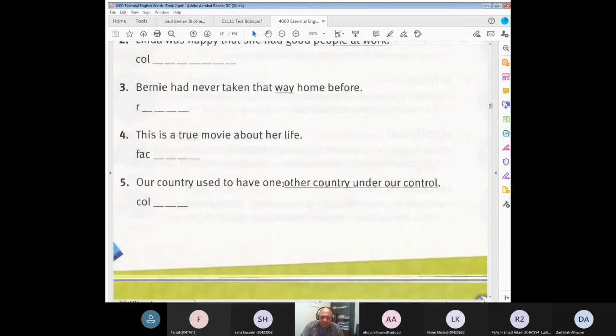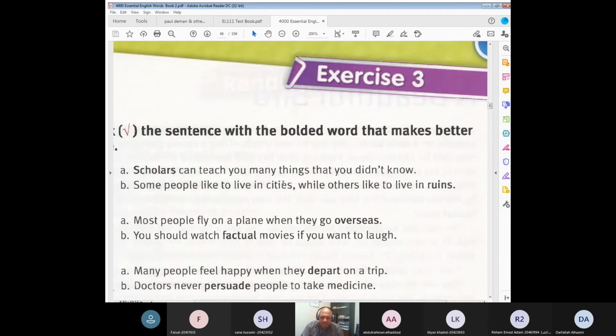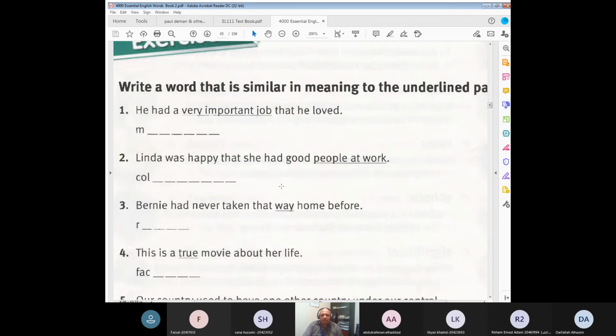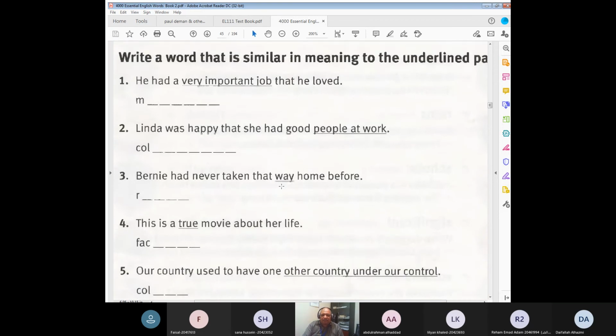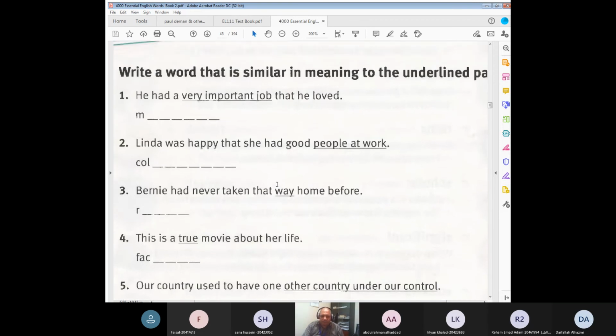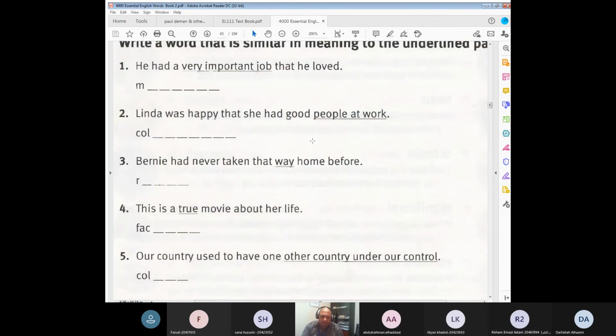One final exercise before we leave. He had a very important job that he loved. Write a word that is similar in meaning to the underlined word. Okay, so important job is what? He had a very important job. A mission, yes, absolutely. So mission is an important job.